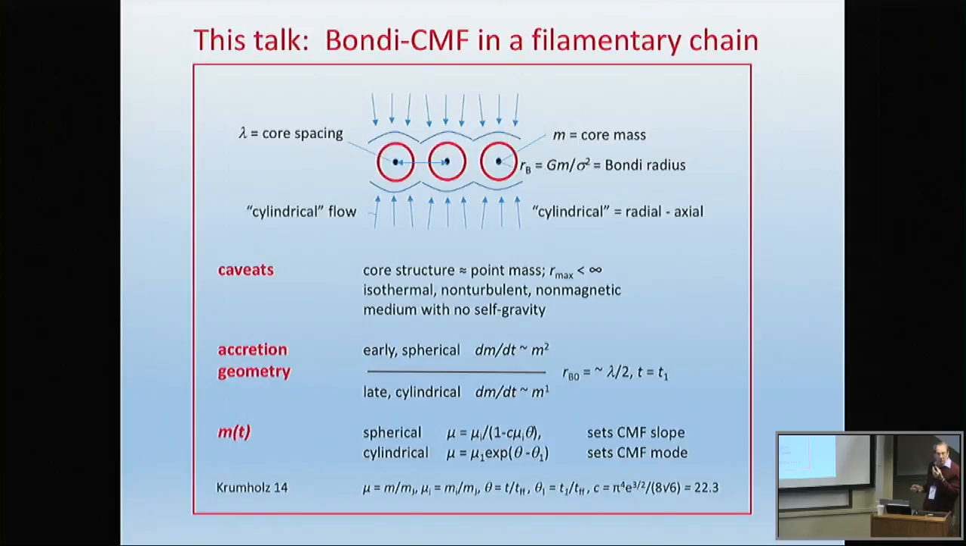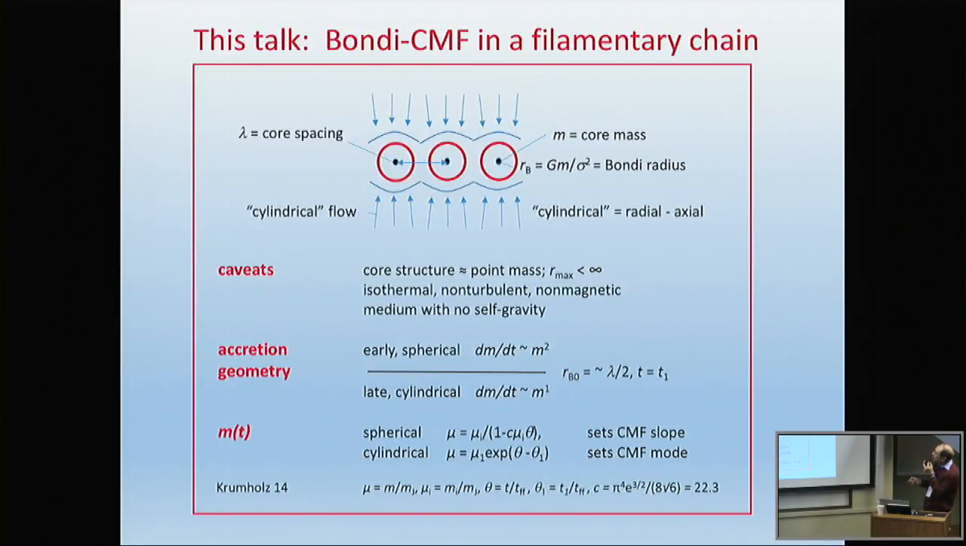What is new and different about this? There's basically just one wrinkle, and that is that each core is expected to start from a very low mass starting point, which means that its sphere of influence is very small. And that's small compared to the spacing between neighbor cores. When you're in that regime, the cores don't know about each other, and they're free to grow spherically.